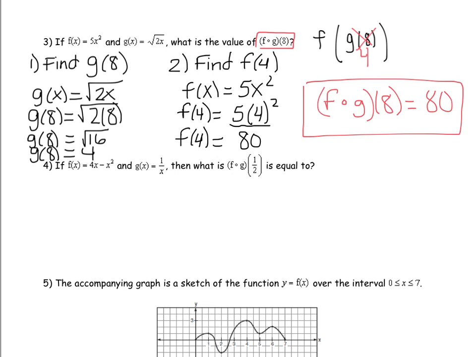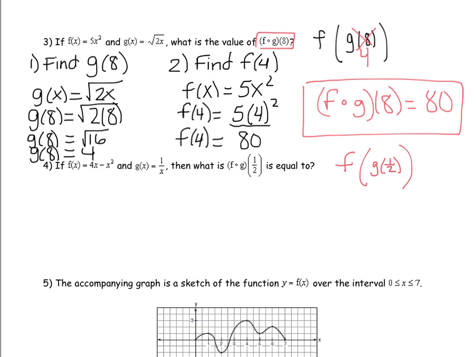All right, let's try number 4. 4 is a little bit on the trickier side. If you want to pause the video, see if you can try it on your own, that's fine. I'm going to walk through it just like as if I were teaching it. Okay, so it's saying if f of x equals this and g of x equals this, then what is f of g of a half? Looks funny, but we're going to do it the same way. So let's write it again. F of g of a half.